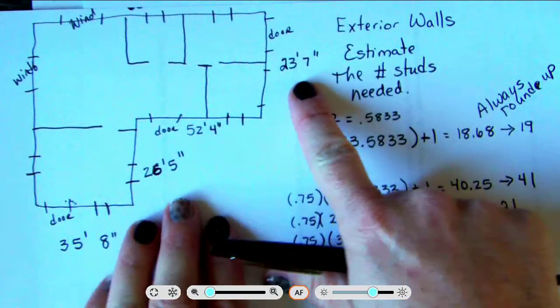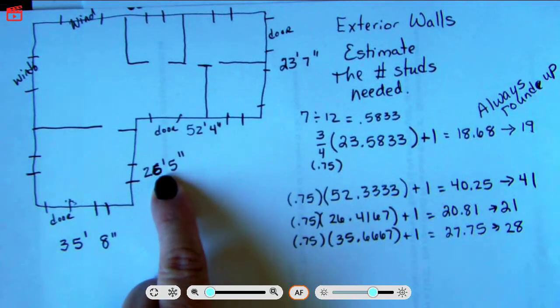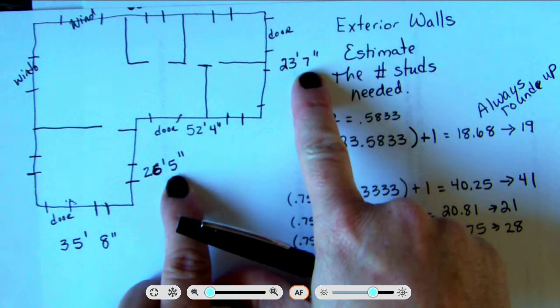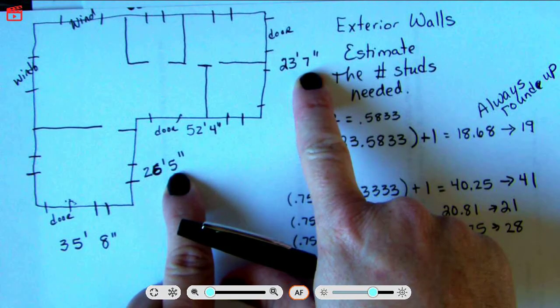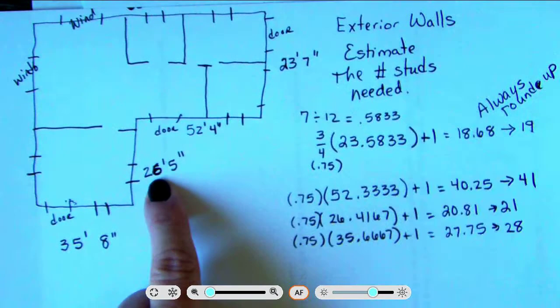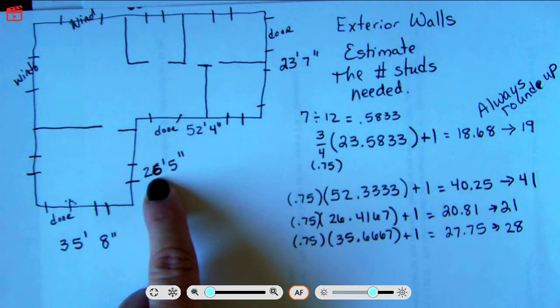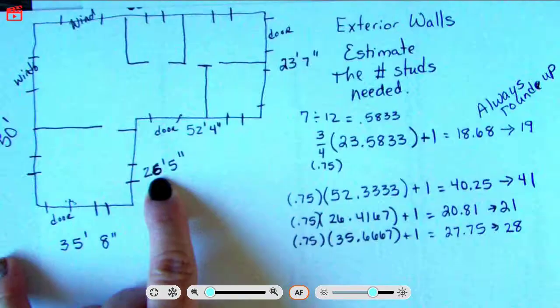Whoops, I can't see my picture very well. 23.237. So I'm going to add my inches together. 7 inches and 5 inches is 12 inches, which happens to be a foot. So adding my 26 plus my 23 plus that extra foot, we get that this is 50 feet even.